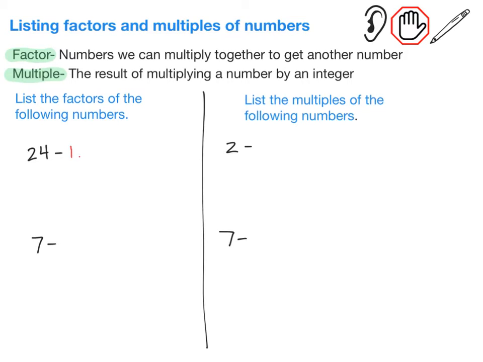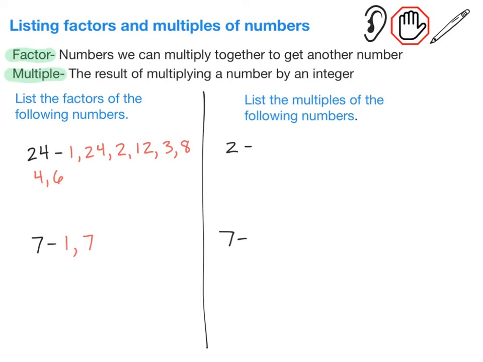I know that 1 times 24 gives me 24. I know that 2 times 12 gives me 24. I'm looking for numbers that when multiplied together equal 24. So 3 times 8 gives me 24, and 4 times 6 also gives me 24. So those are all of the factors of 24. Now let's list the factors of 7. So I know that 7 is a prime number, so the factors of 7 are just 1 and 7 only.